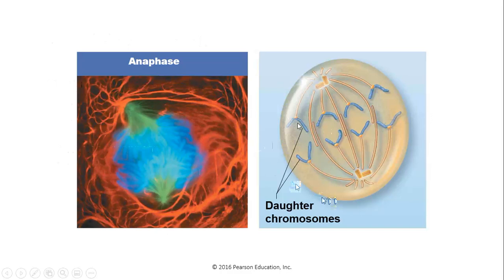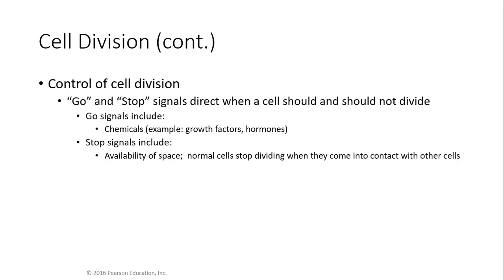All right, so again, you have controls in cell division, which are very, very important. You essentially have go and stop signals that happen during the cell cycle. Go signals can include things like growth factors and hormones, okay? Stop signals can be things like availability of space. Normal cells stop dividing when they come in contact with other cells, okay? These controls are very important, because if you get mutations in these controls, you get uncontrolled cell growth, which leads to tumors, which are cancer. These go and stop signals are going to work on those checkpoints.